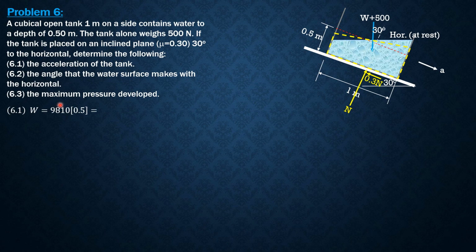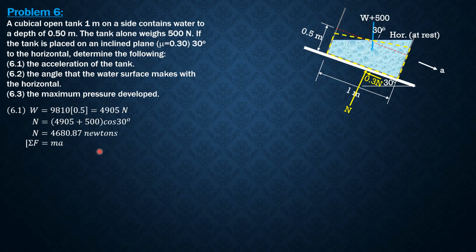So weight is specific weight of water, 9,810 newtons per cubic meter, times the volume, 0.5 cubic meter. So it is 4,905 newtons. Then from statics or dynamics, summation of forces along the normal equals 0, is quantity W plus 500 cosine of 30. So 4905 plus 500 cosine of 30. So the normal reaction is 4680.87 newtons.